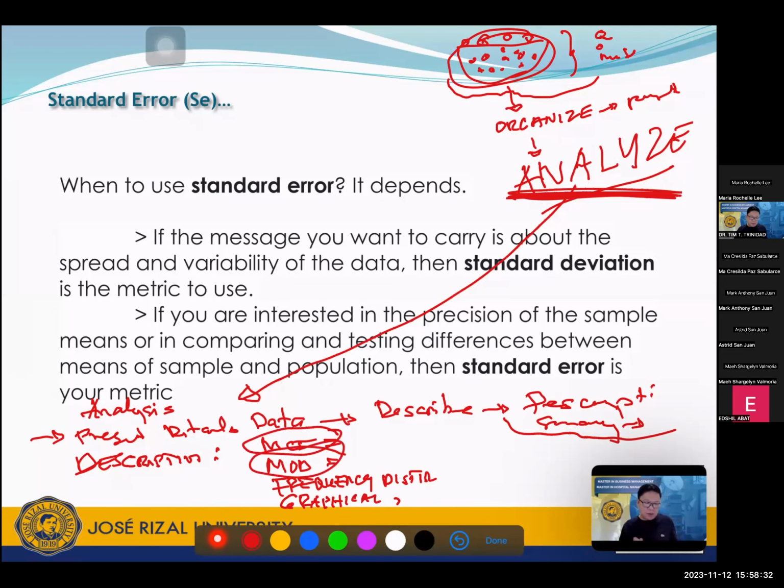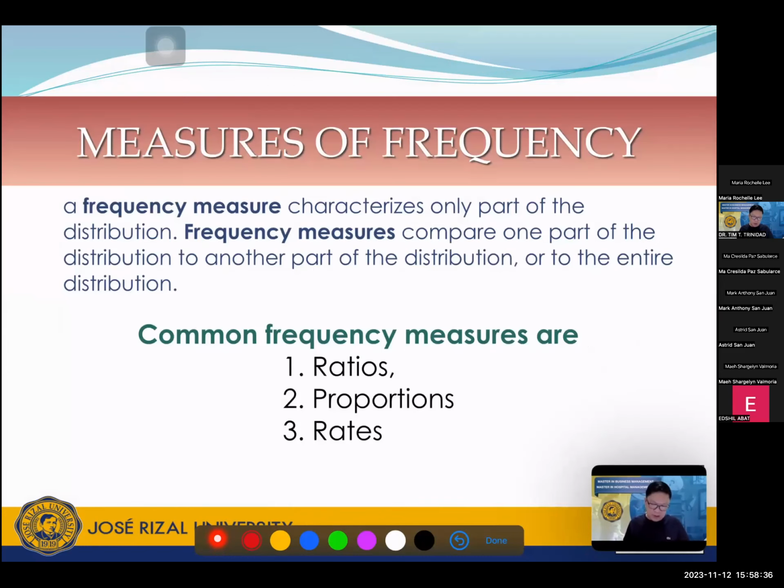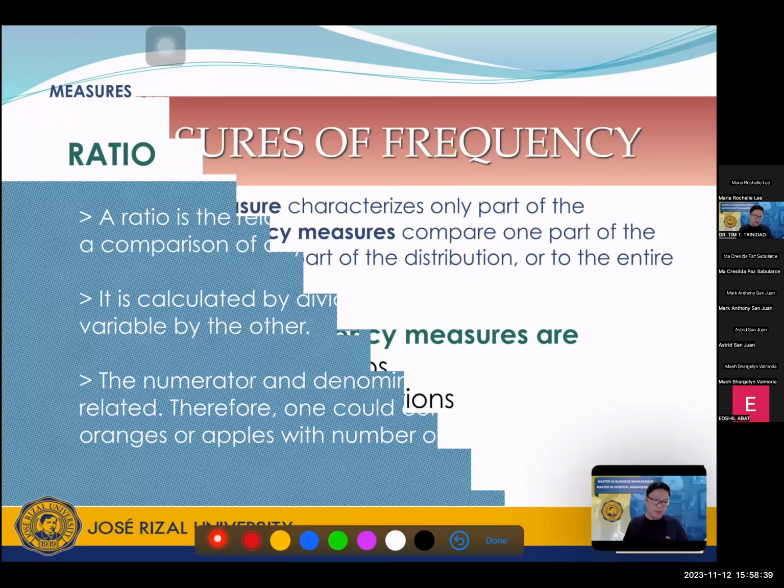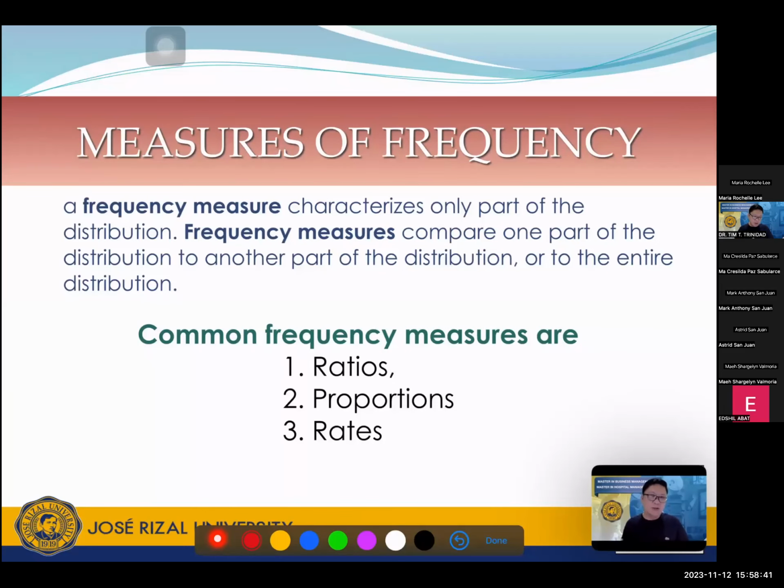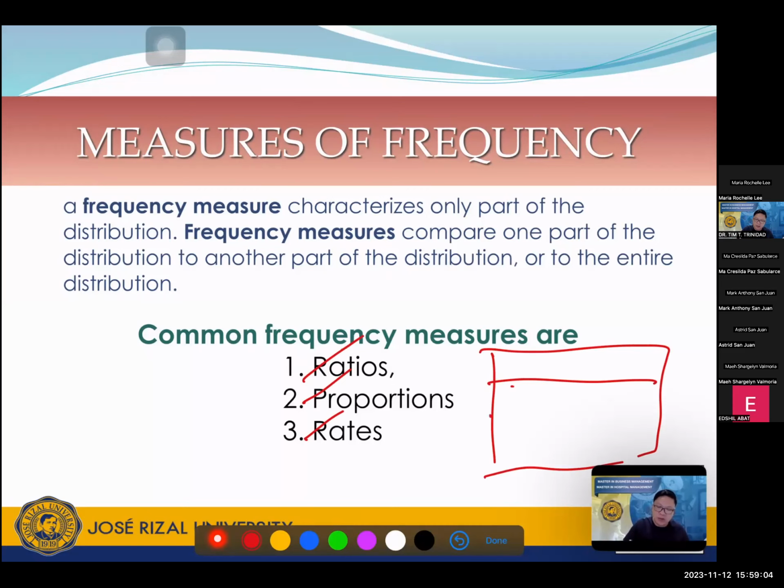Now let's talk about the different measures for your frequency distribution. Okay. Are we clear now? Are you still with me? Yes, sir. If done, let's proceed to the different measures of your frequency. So the common frequency measures are your ratios, proportions, and rates. A frequency measure characterizes only part of the distribution. So frequency means how many times you fall into such category.